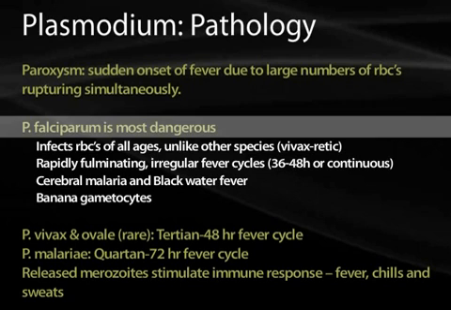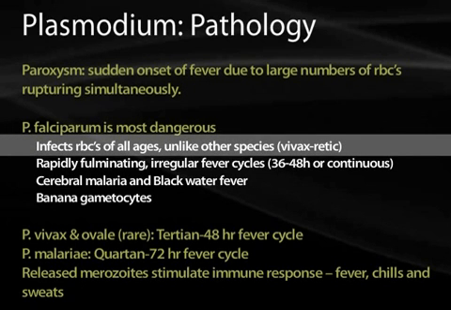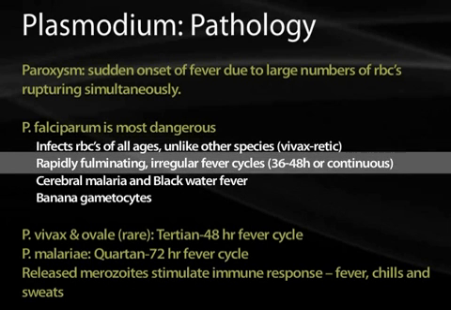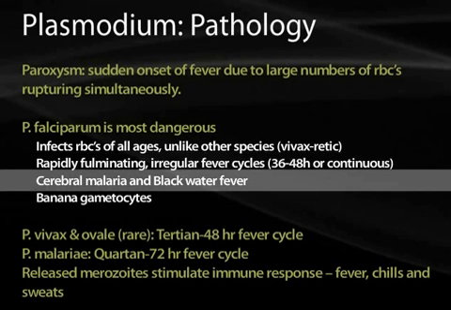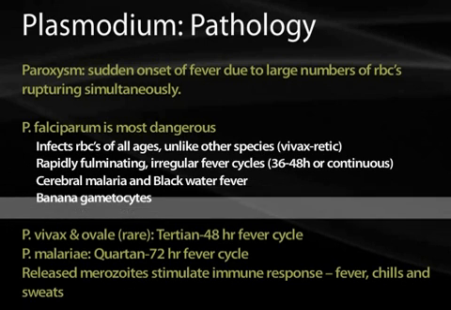Plasmodium falciparum is the most dangerous form of malaria. It infects the red blood cells of all ages, unlike vivax or ovale. It's rapidly fulminating, and you can have irregular fever cycles of 36 to 48 hours, or you can have a continuous fever cycle. It's a common cause of cerebral malaria and blackwater fever. And you also get banana gametocytes on the peripheral blood smear.